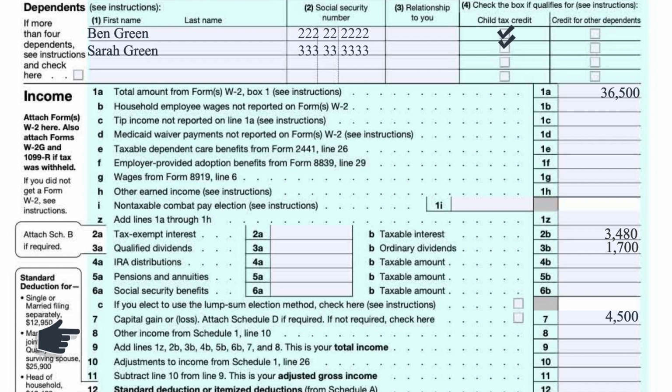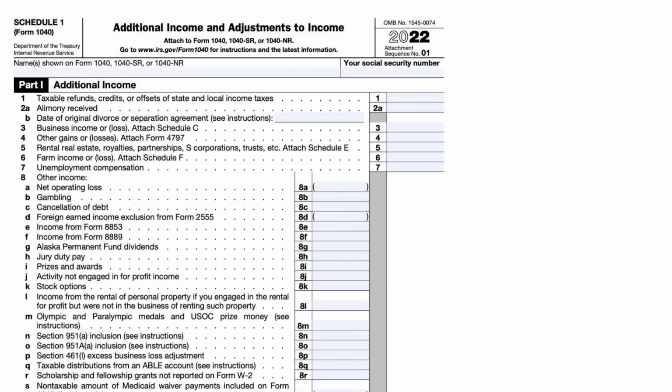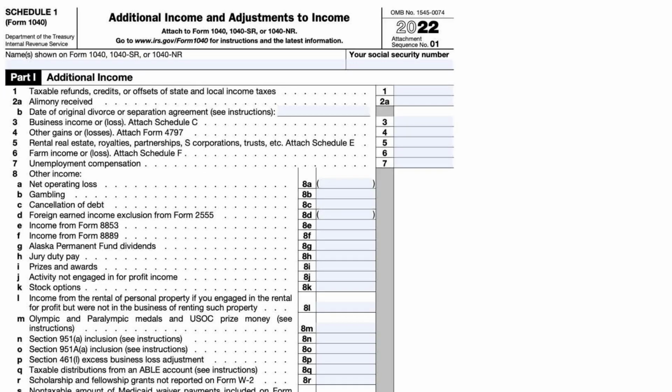The final amount of $4,500 is entered on line 7 of Form 1040. Moving right along to line 8, where other income from Schedule 1, line 9 is entered. Schedule 1 is used for additional income and adjustments to income. Before we get started, let's review what each line is for.